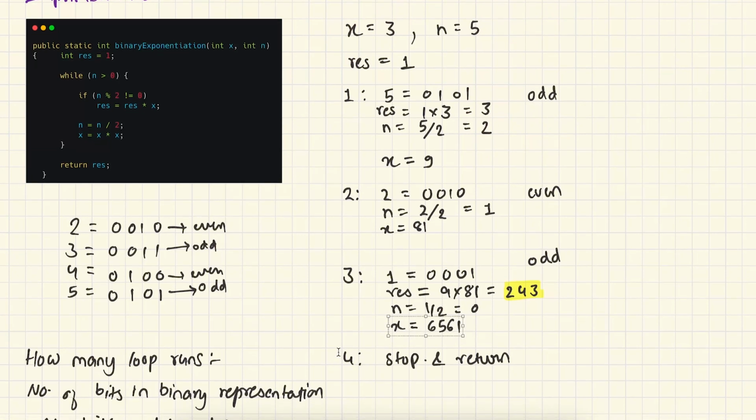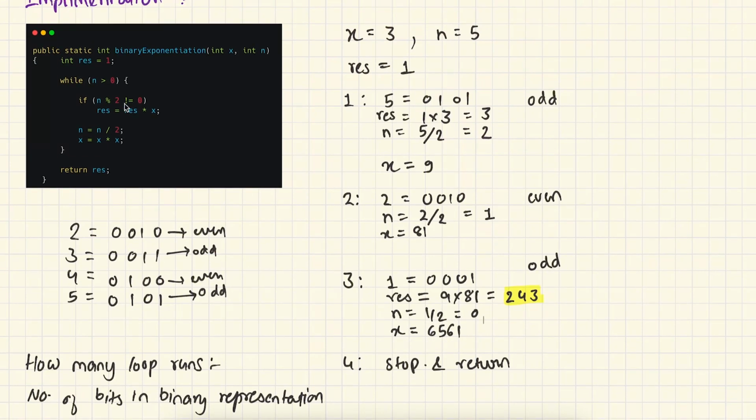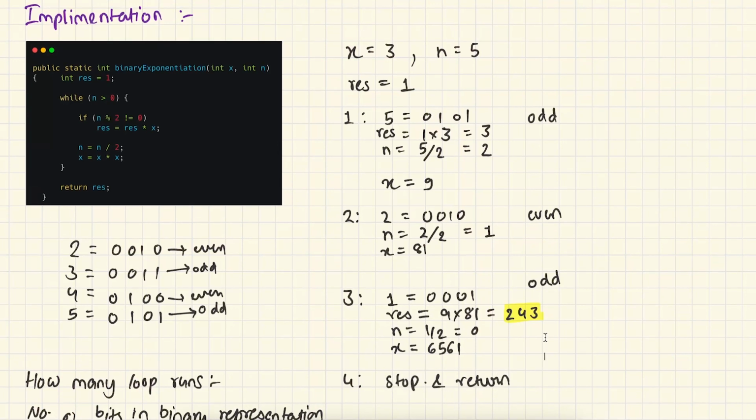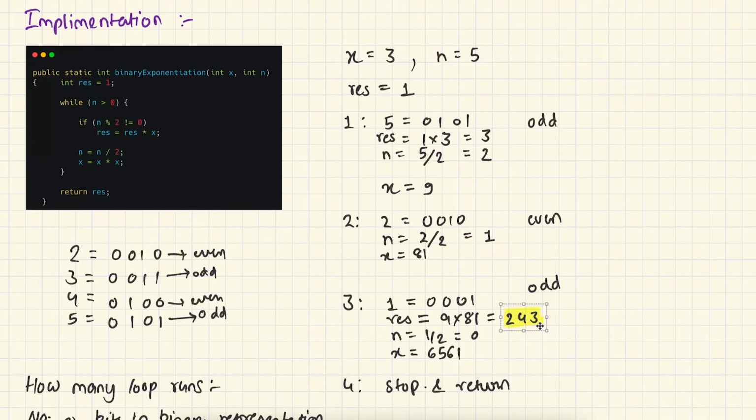And in the next iteration our n becomes 0. So the condition of the while loop becomes false and we simply stop and return the value of result. And what is the value of result? The result value is simply 243 and this is the answer of 3 to the power 5. Correct? So this is how this while loop is going to work.